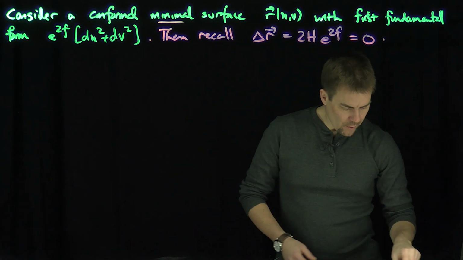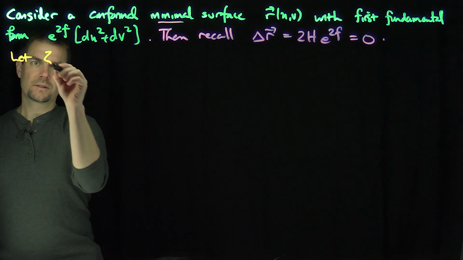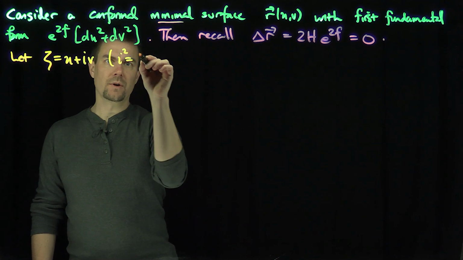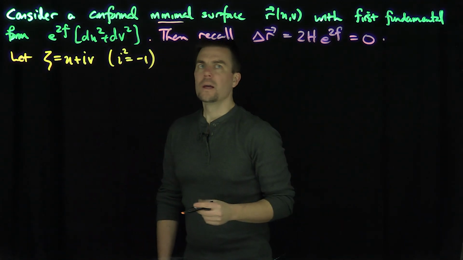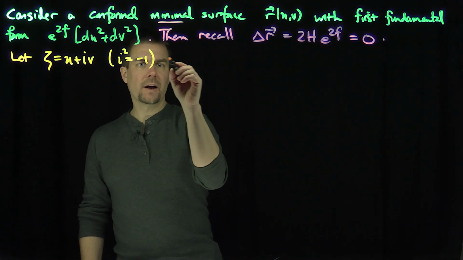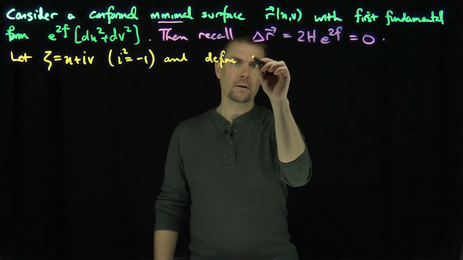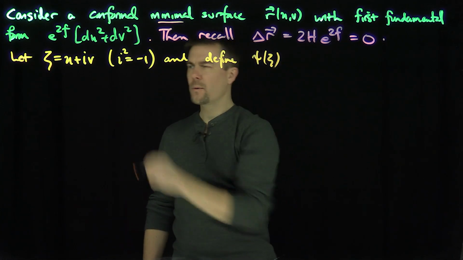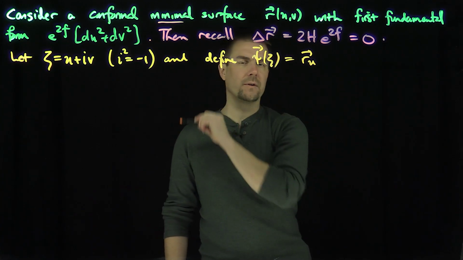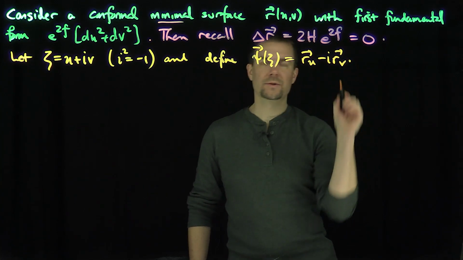Okay. And so now let's consider zeta to be u plus iv, where here i is the principal square root of -1, the complex number. Now, what I have is a function r of u and v. I can think of r as a function of a complex variable. Then define psi of zeta. What will psi of zeta be? It's going to be r sub u, a vector holomorphic function, r sub u minus i r sub v, like this, right?